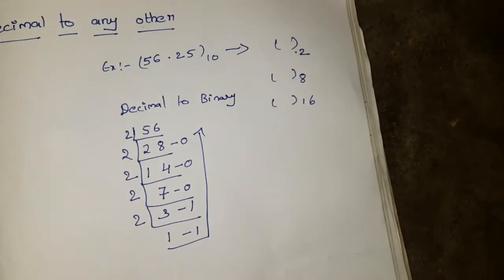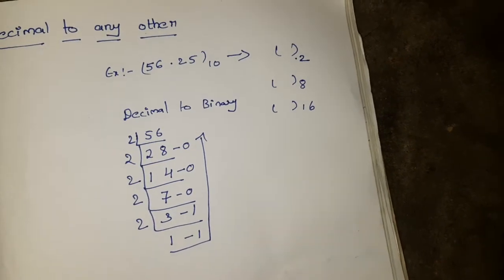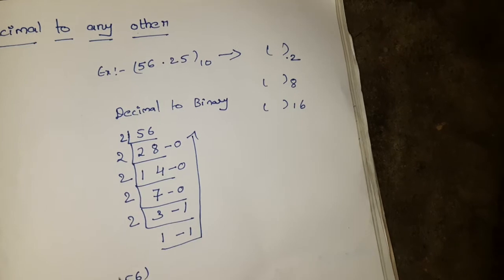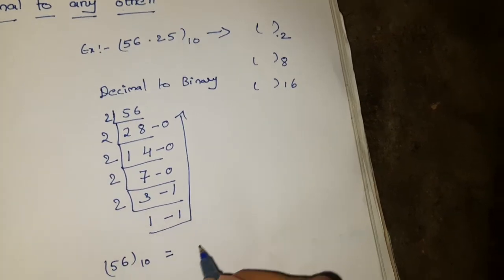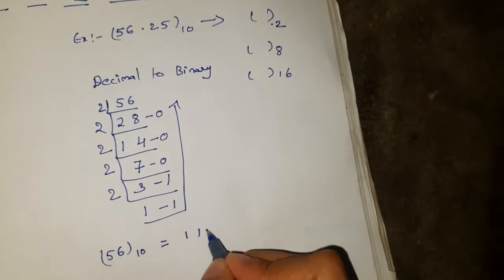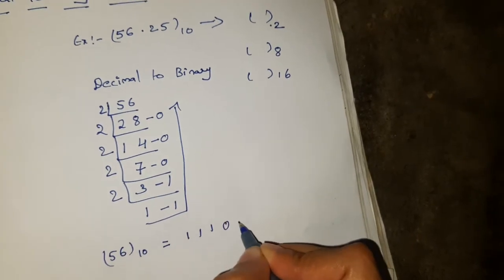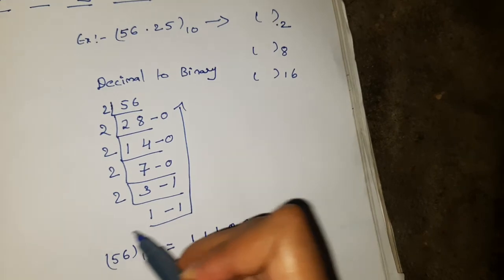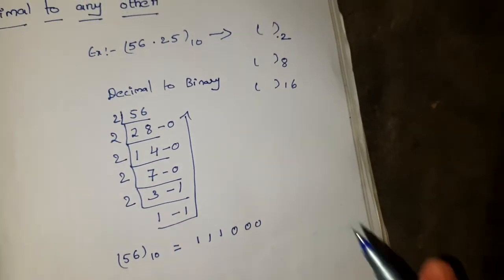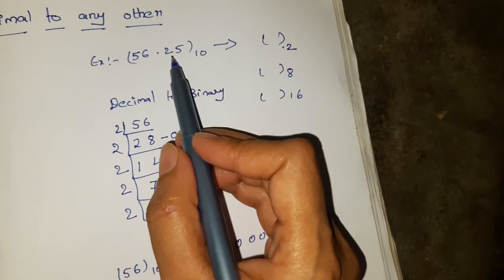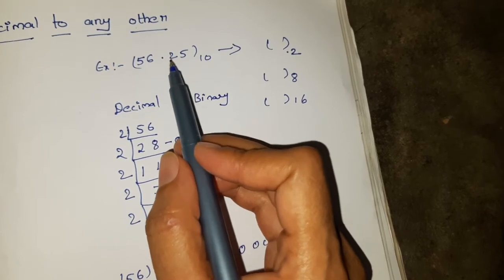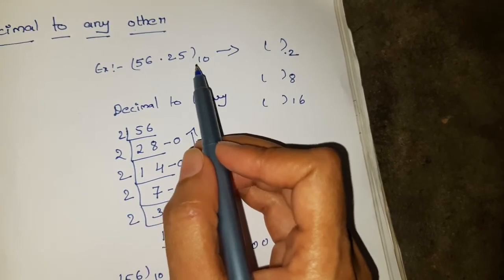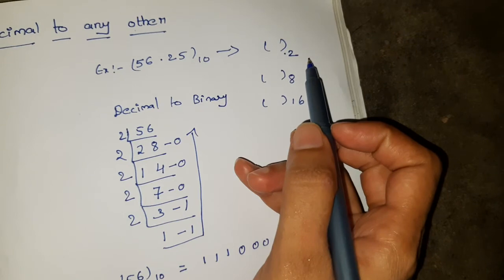So what did we get here? 56 in terms of binary is equal to 111000, reading from bottom to up. Now you have to find 0.25. The decimal fraction 0.25 should be converted into binary here.